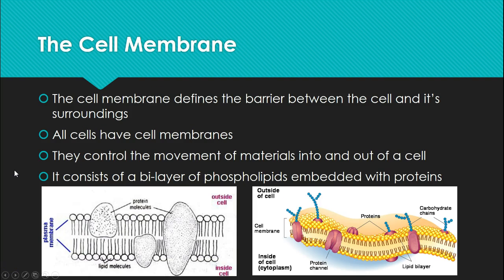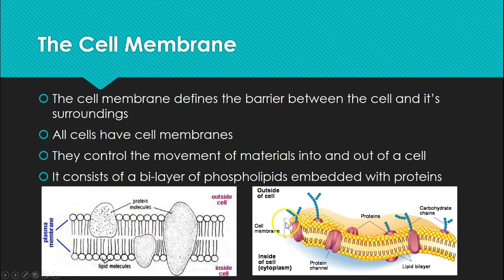Now, the cell membrane is very important for a cell because it defines a barrier between the cell and its surroundings. All cells have cell membranes, and they help to control the movement of materials into and out of a cell. The cell membrane is made of a phospholipid layer. This layer is a bilayer, meaning two. So there are two layers of phospholipids, which are these little matchstick looking structures that line up into a bilayer.